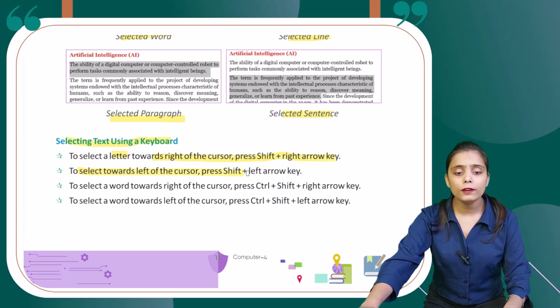To select a letter towards the left of the cursor, press Shift plus Left Arrow key. And to select a word towards the right of the cursor, press Control plus Shift plus Right Arrow key.